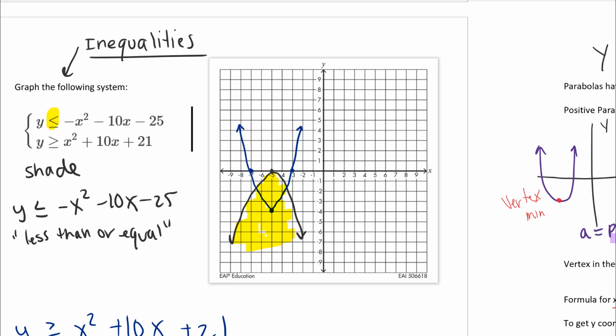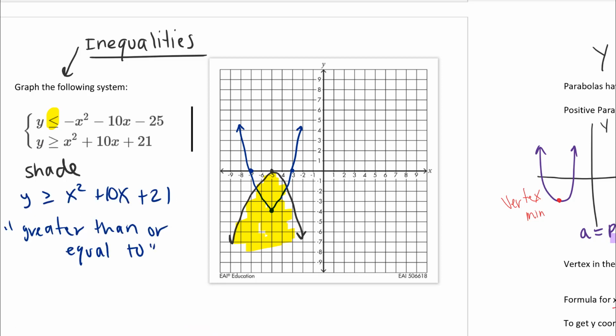Now let's go ahead and look at that blue equation. For that second equation, I have y is greater than or equal to x squared plus 10x plus 21. So I need to be shading everything above the blue equation. So everything above that blue equation is going to be in here.